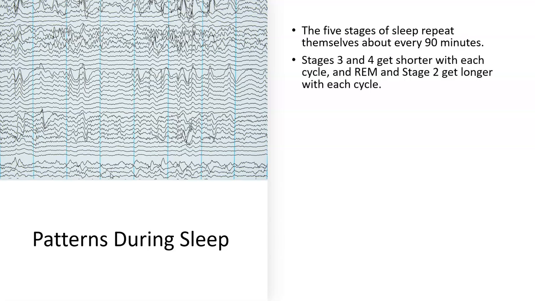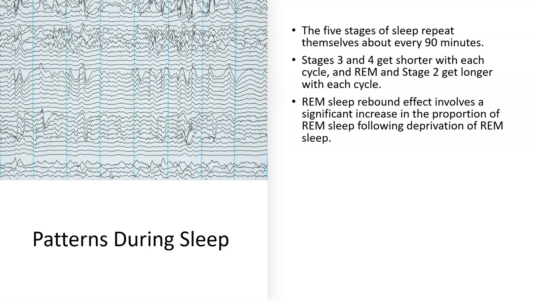What we do know about these 90-minute cycles is, over the course of a night of sleep, stages 3 and 4 tend to get shorter with each cycle. REM and stage 2 sleep periods tend to get longer with each cycle. This is probably why people are more likely to remember their dreams toward morning, because they have more opportunity to wake as they are having those dreams, or to wake immediately after them.